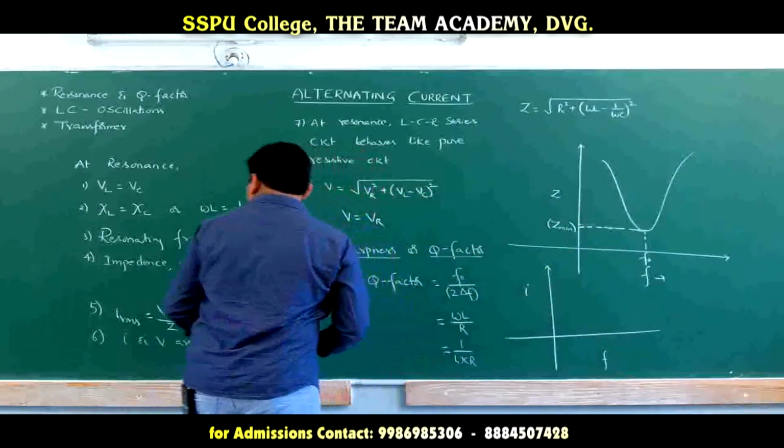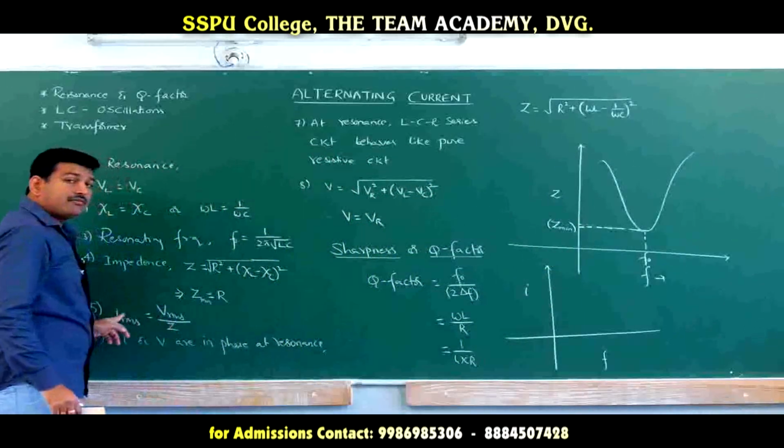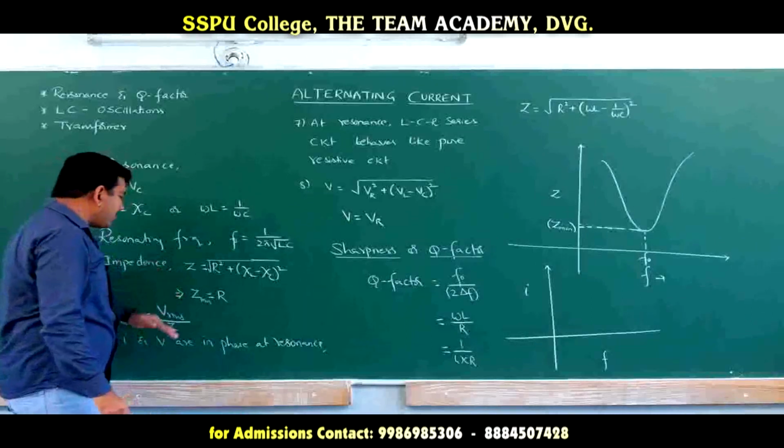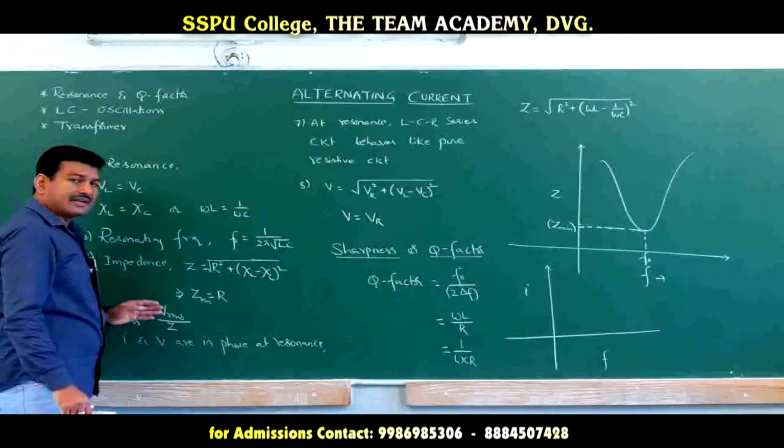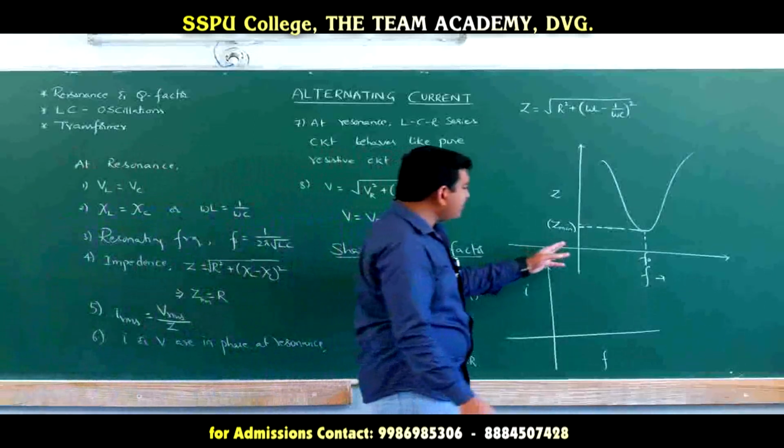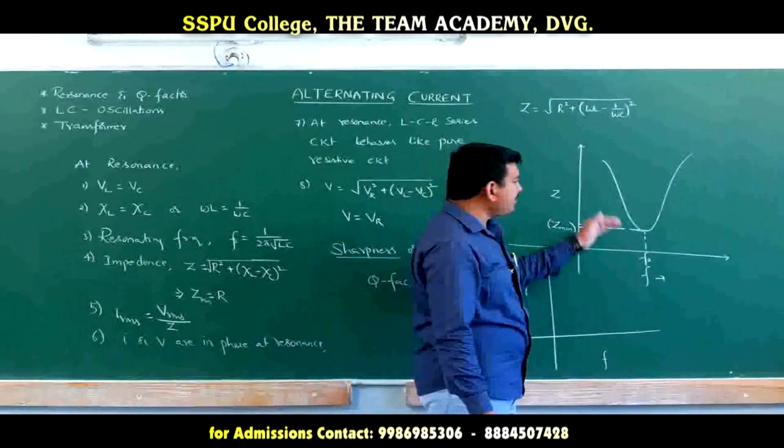Why? Because Z and I, how are they related? They are inversely related to each other. When the impedance decreases, current increases. When the impedance increases, current decreases. So here, if you see from here to here, what is happening? The impedance is decreasing.